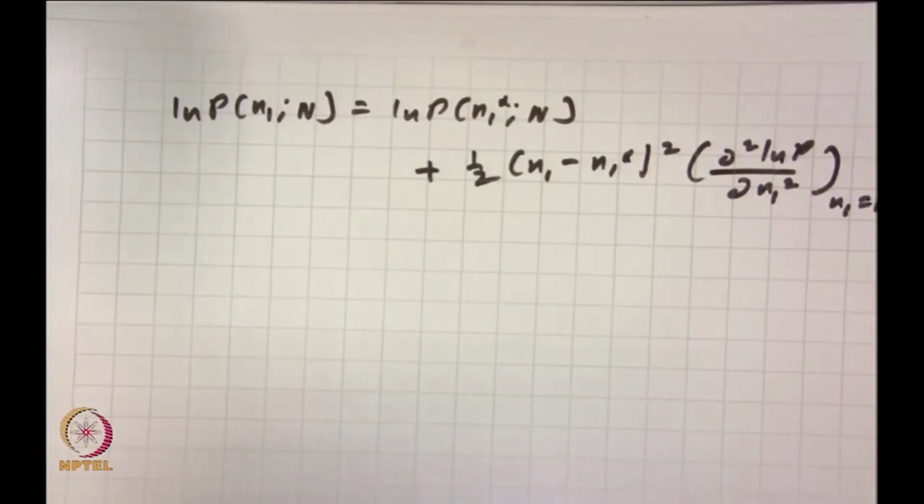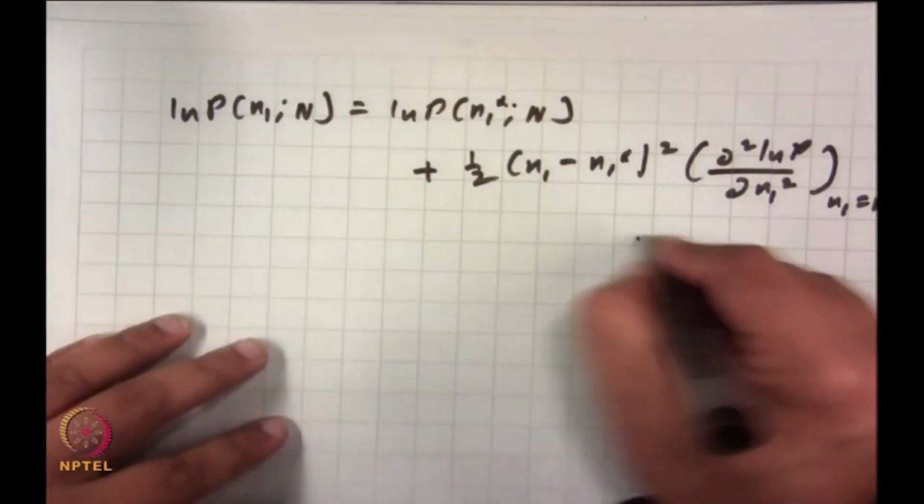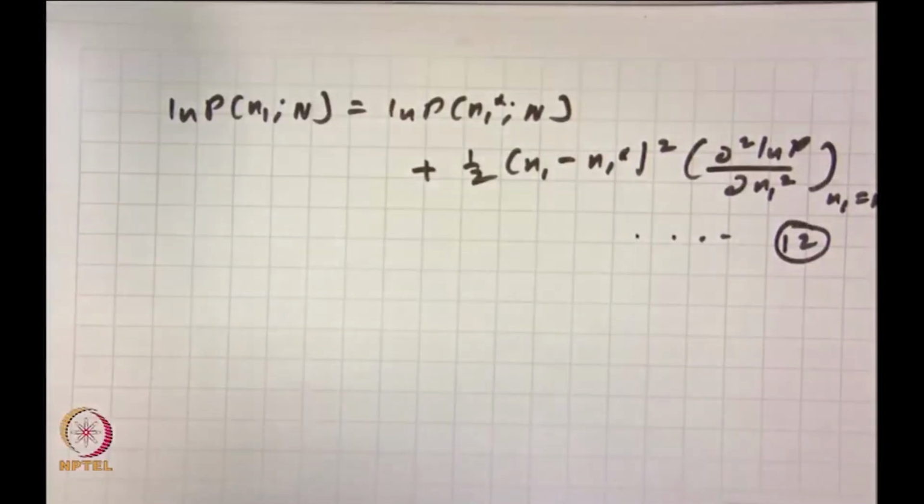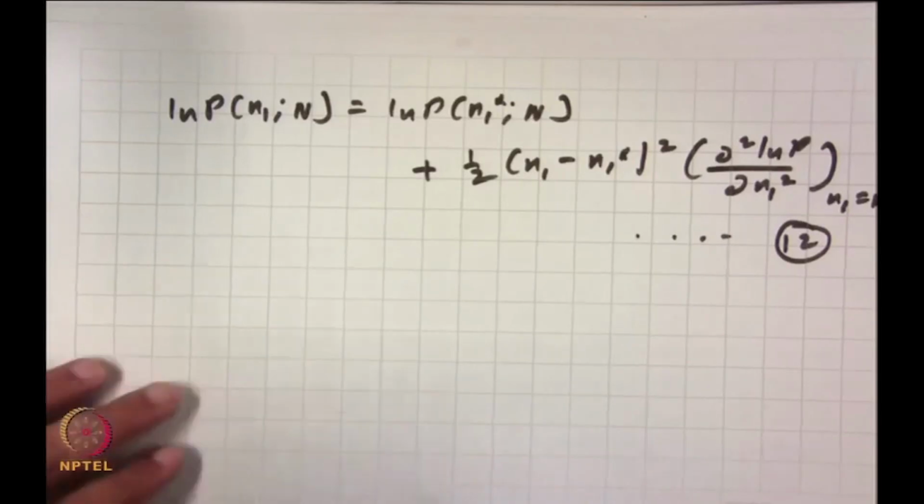Okay. This is my next equation, say this is equation 12. Now, tell me another simplification. What can I do now? Remember, everything is being done at n1 equal to n1 star. Can I put in anything for the second derivative? Minus 4 by n, right? We just figured that out. So, then I can write.